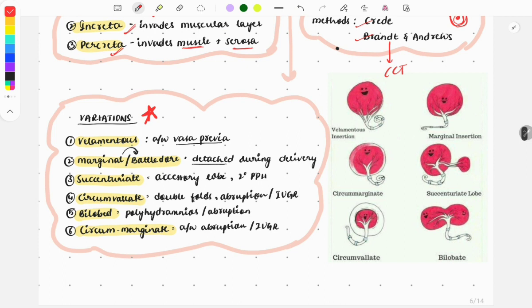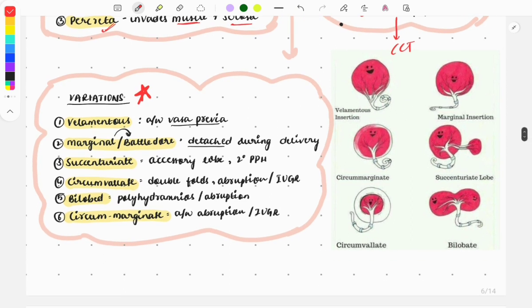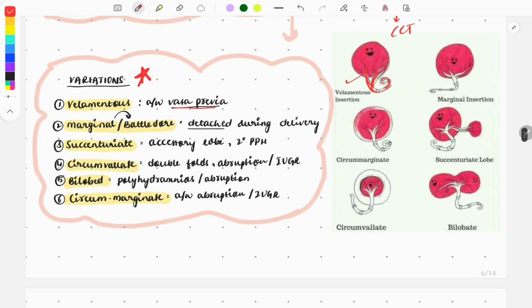Then moving on, we will discuss the types of the placenta, the variations present in it. As you can see here, image one, filamentous insertion. This filamentous insertion is associated with vasa previa. The marginal filamentous means these blood vessels of the umbilical cord will separate before attaching to the placenta, due to which we can see vasa previa. Then marginal or battledore means there will be marginal insertion. That means the umbilical cord is attached to the placenta at the margin, and this can be detached during delivery. So this is the complication associated with the marginal.